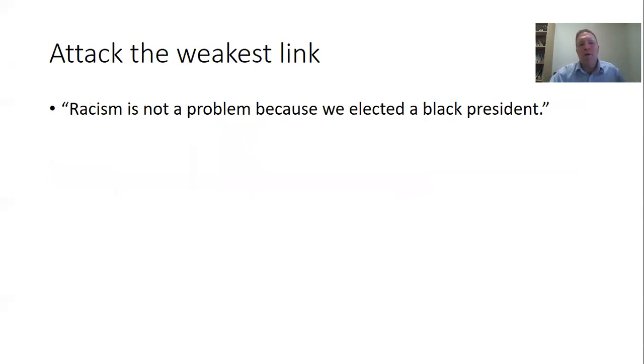Let's take this one as another example. Try this again. Racism is not a problem because we elected a black president. So break this up into a syllogism. What's the major premise? What's the minor premise? And which one is going to be weakest?